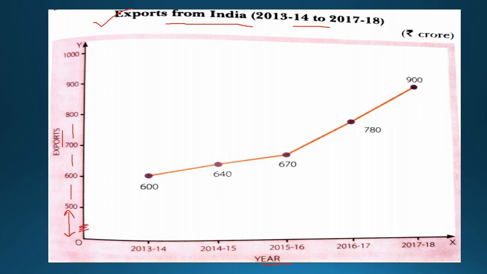So now in 2013-14, the exports were 600. So this is the point. 2014-15 exports were 640. 2015-16 exports were 670. 2016-17 exports were 780 and 2017-18 exports were 900. After plotting these points, I have joined these points. So in this graph, the new point was when we will use false line.